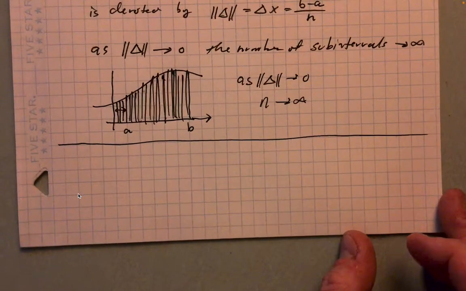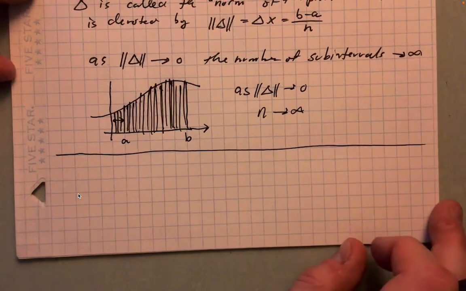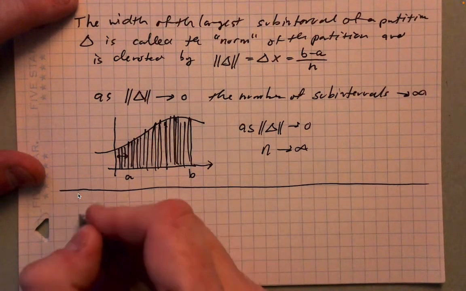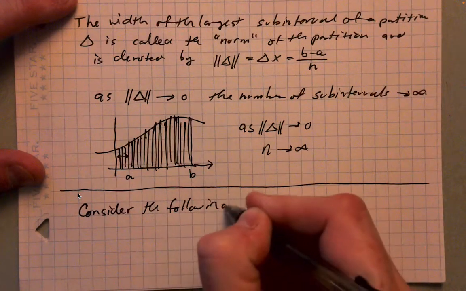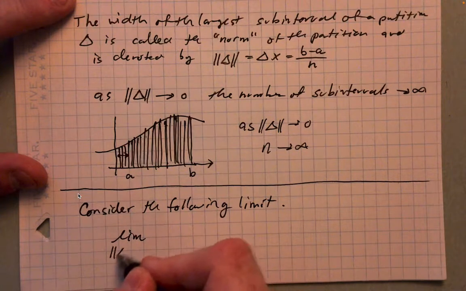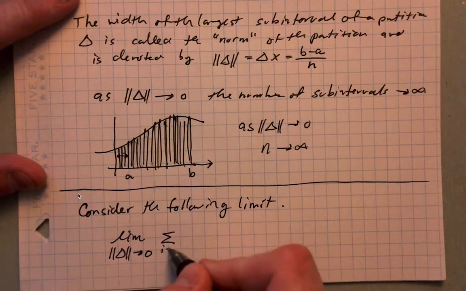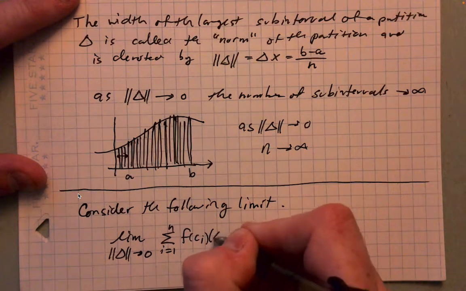You can't necessarily intuit what's going on with the definite integral without feeling great about this definition or the following limit, but it can help, and some people find it extremely helpful. So consider the following limit: the limit as the norm of the partition goes to 0 of the sum from i equals 1 to n of f of ci times delta xi.